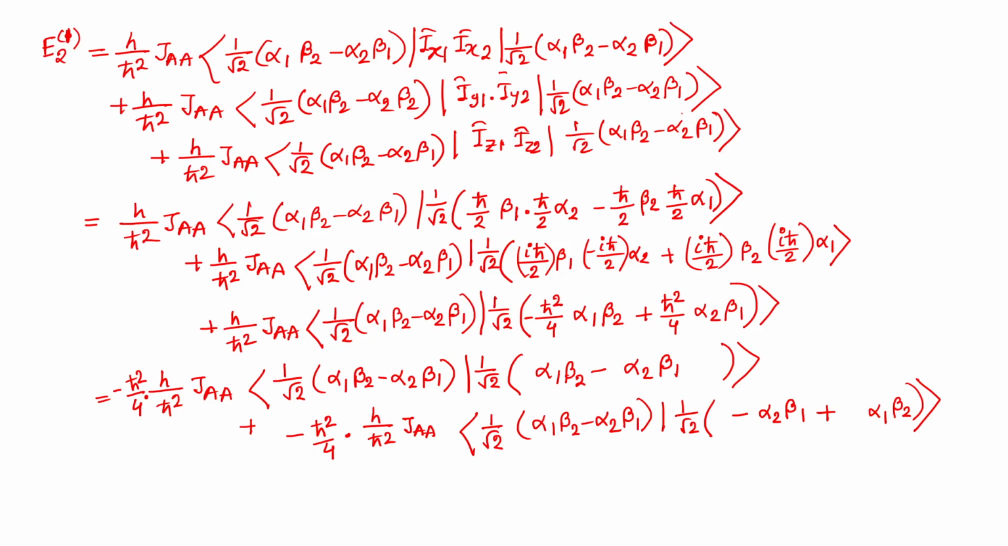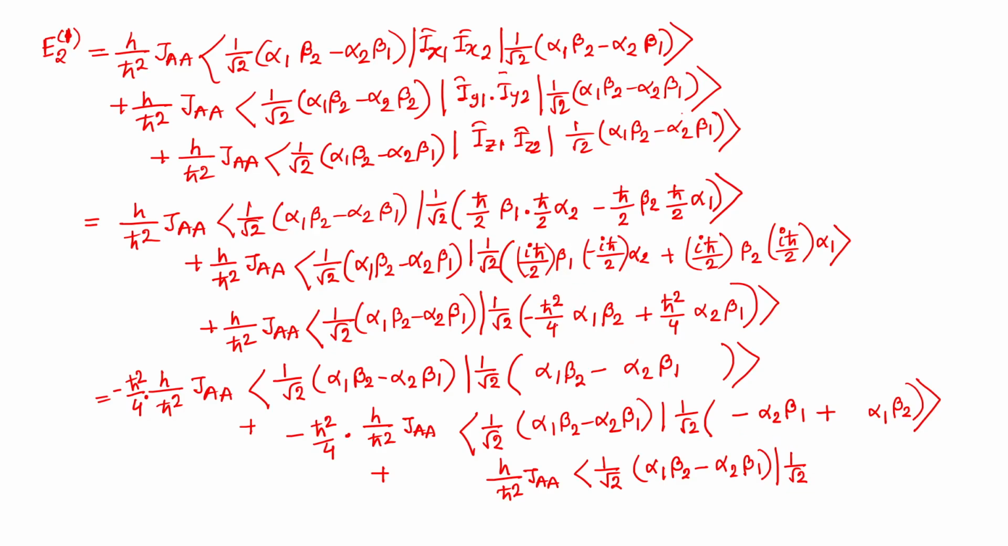So then only it will give you 1, and then the last term, so that is your, again I will go here, h by h cut square J_AA, 1 by root 2 alpha 1 beta 2 minus alpha 2 beta 1, 1 by root 2.